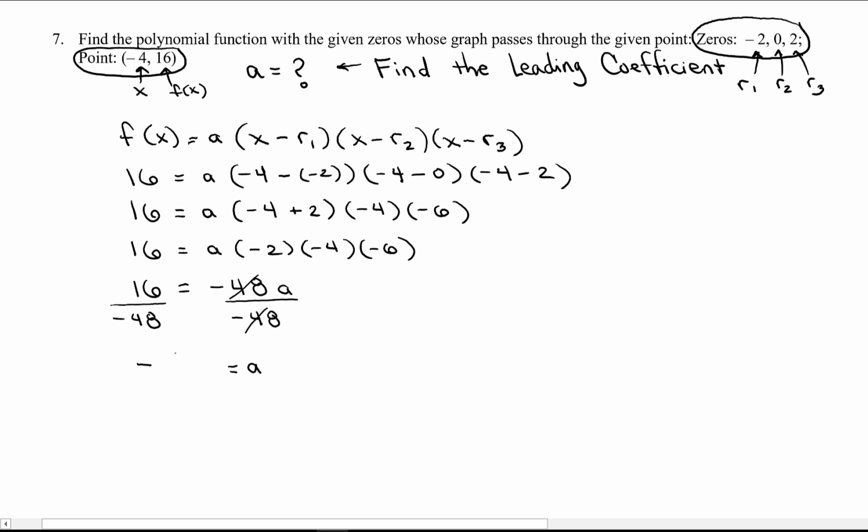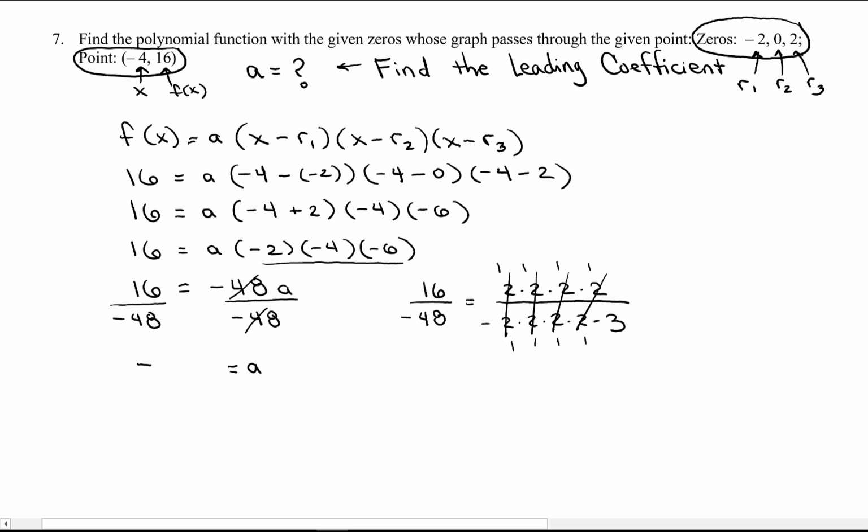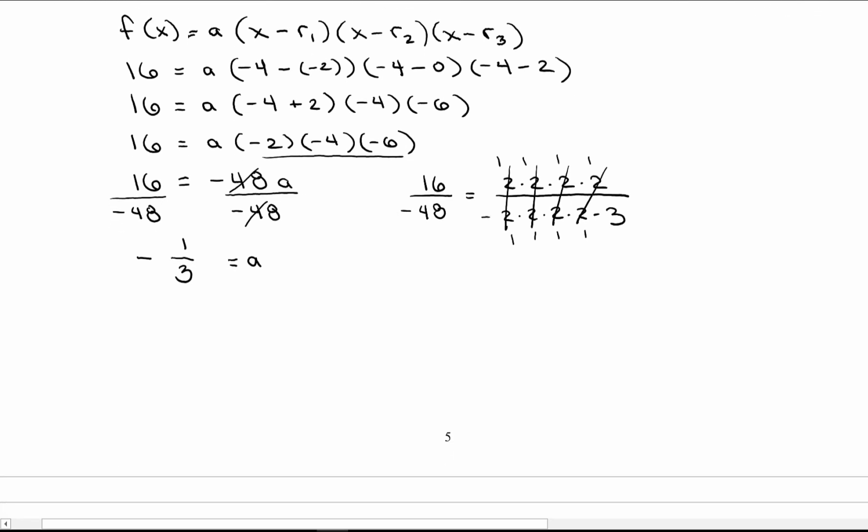well, let me do the reducing over here on the side for anyone that needs to see this. I'm going to use prime factorizations. Prime factorization of 16 is going to be 4 factors of 2. 2 times 2 times 2 times 2. And the prime factorization of that -48, well, it's right up here, right? 2 times 2 times 2 times 2 times 3. Oh, and let's not forget the negative. So this is going to simplify to -1/3. So my a, my leading coefficient, is equal to -1/3. Now that's what I was missing. Now we're ready to plug it in.